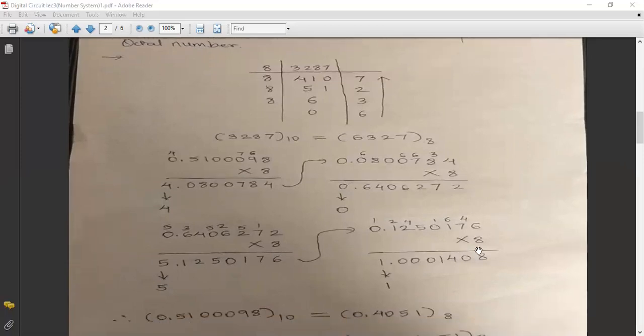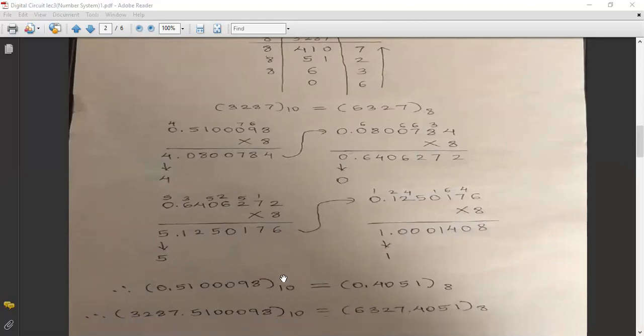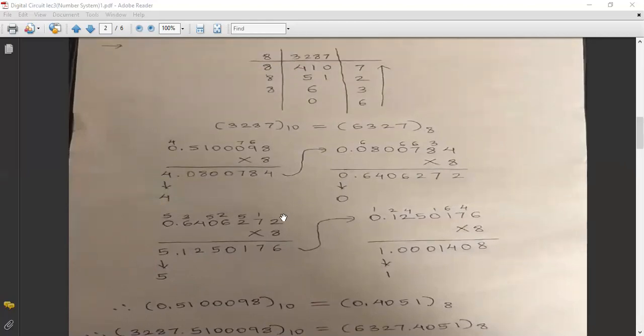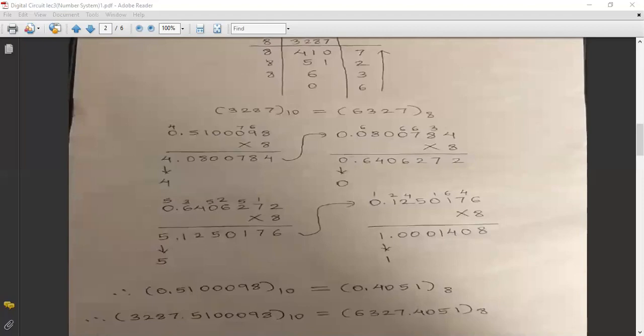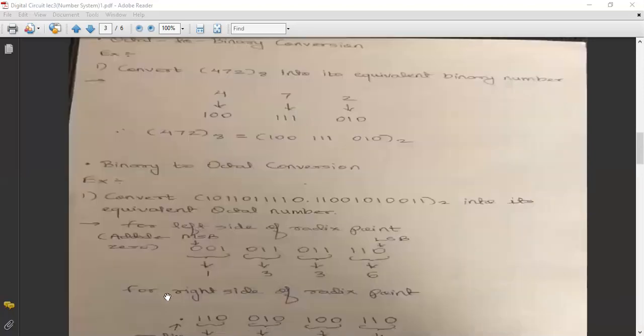So again multiplying it by 8, we will get 1.0001408. So extracting 1. So here we can stop because we got almost 0 here. So what we have done, we have converted this fractional decimal part into its octal part. Therefore, 0.510098 to the base 10 is now converted into 0.4051 to the base 8.